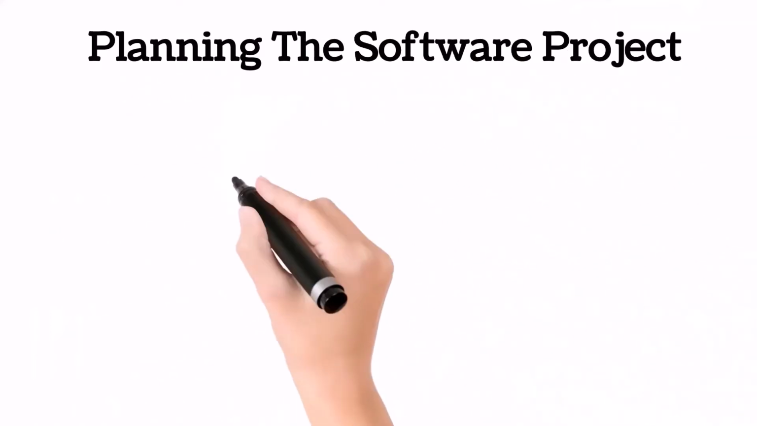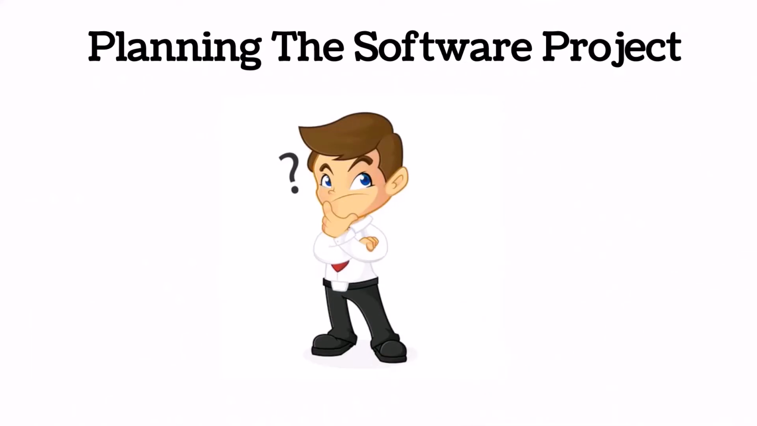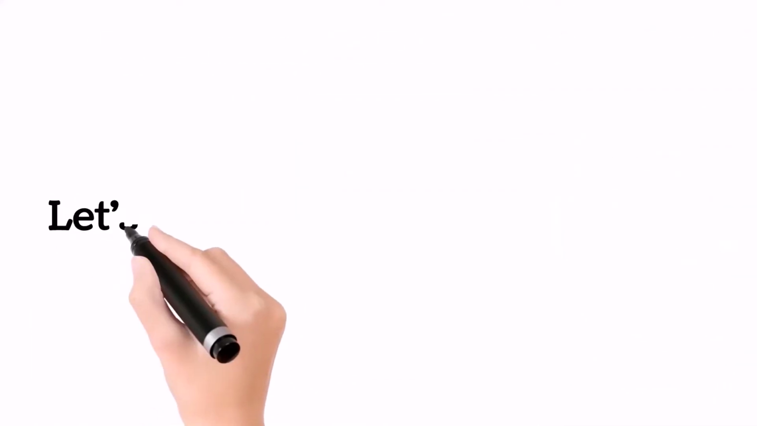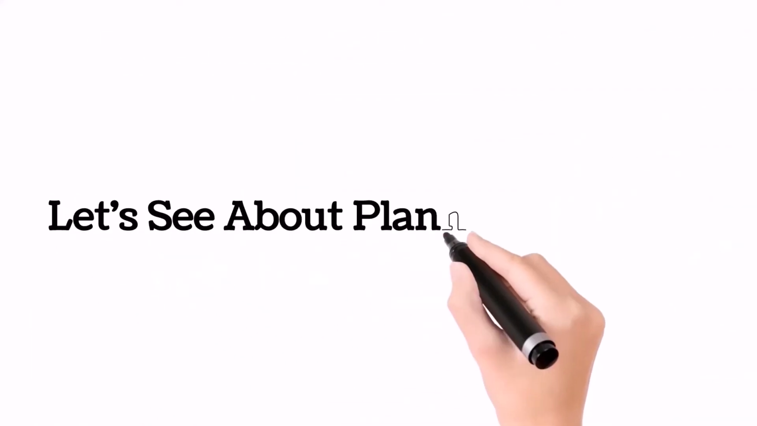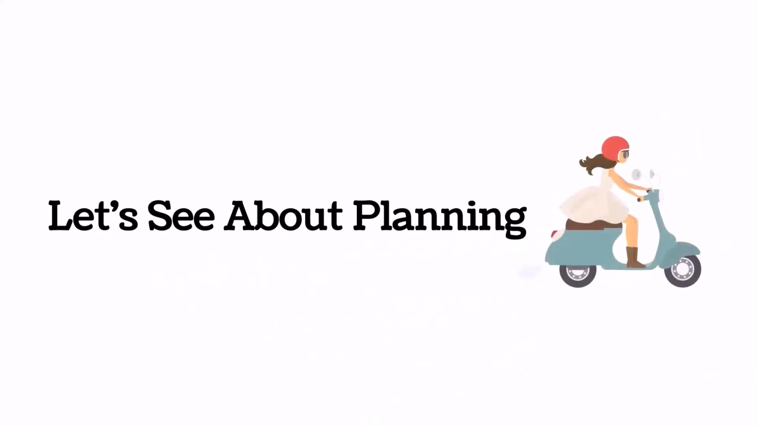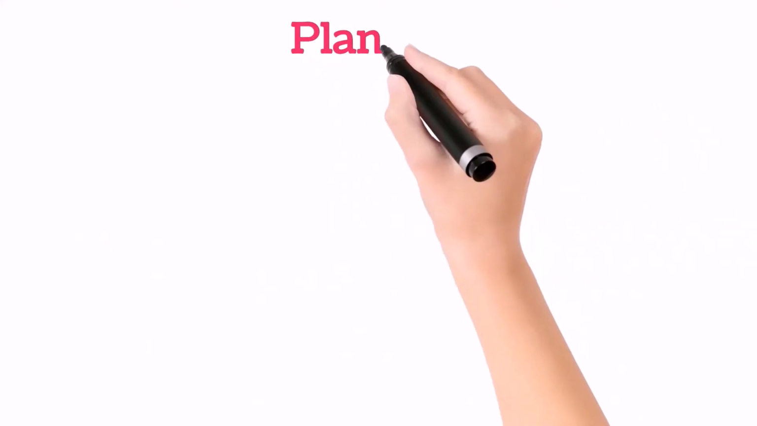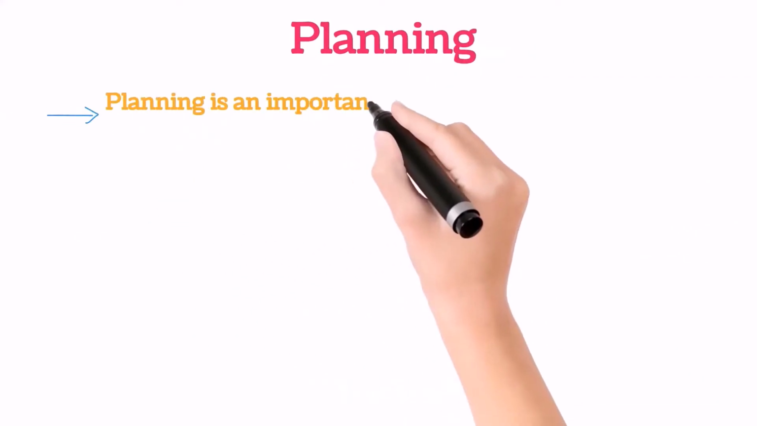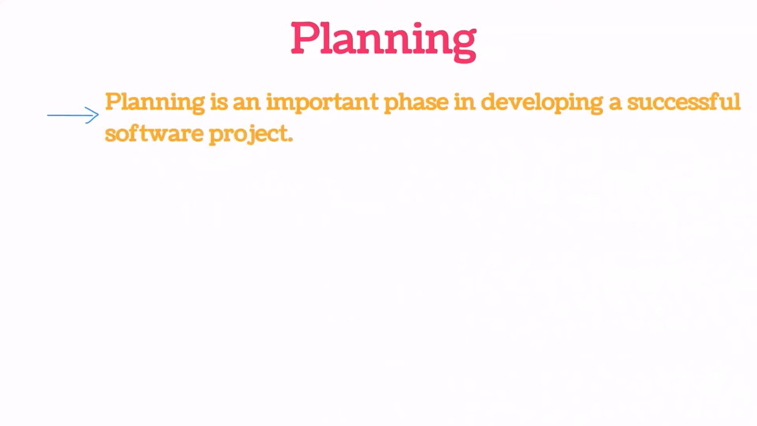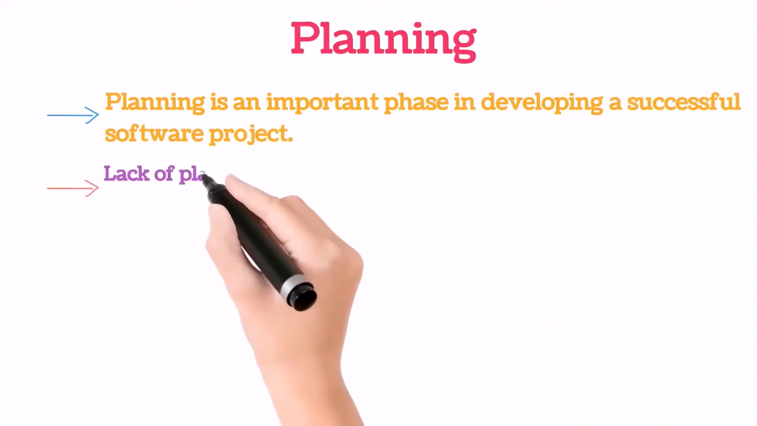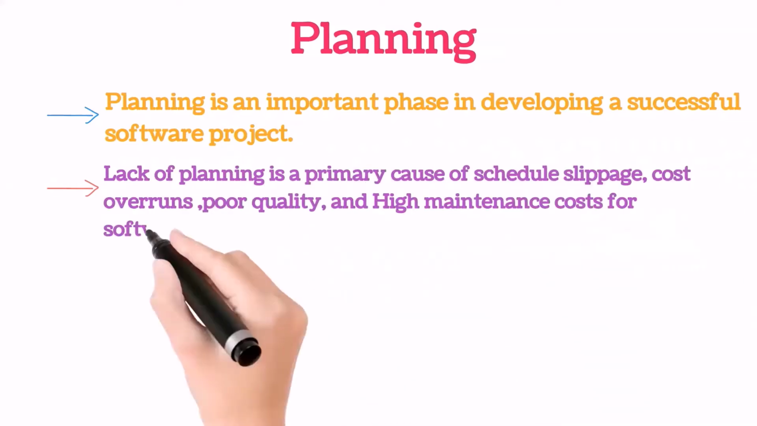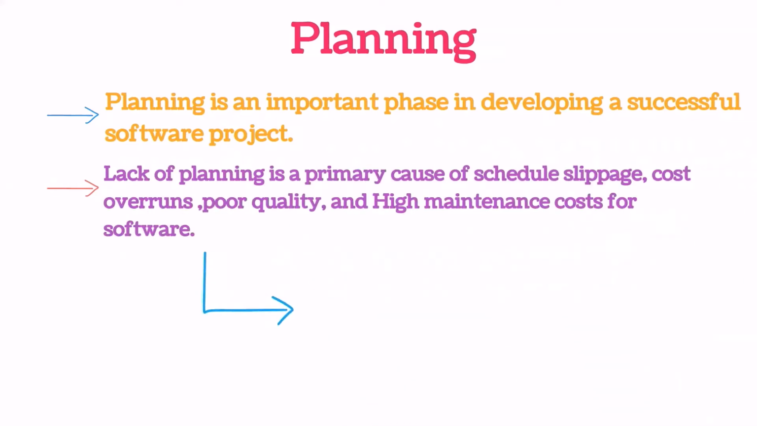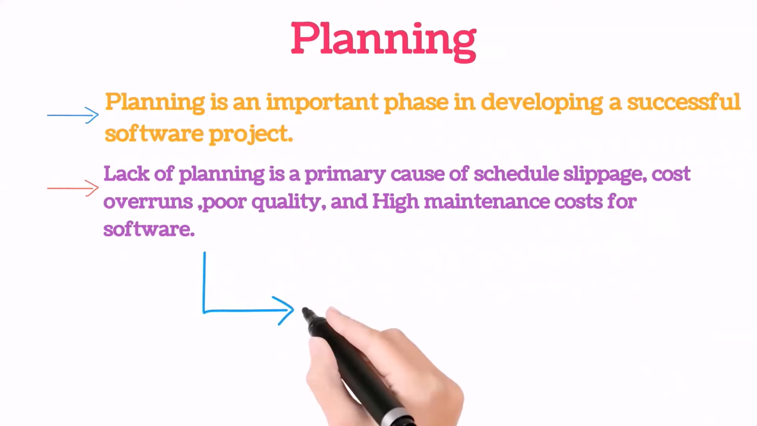Planning the software project. But how? Let's see about planning. First of all, what is planning? Planning is an important phase in developing a successful software project. Lack of planning is a primary cause of cost overruns, poor quality, and high maintenance.